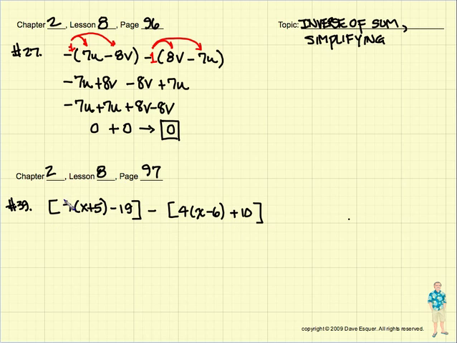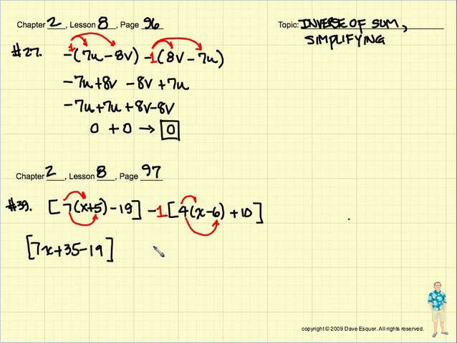Let's distribute again. We have 7 times x, we have 7 times 5, we have 4 times x, we have 4 times a -6. And in this instance, we have a -1 in front, so we're going to be flipping some signs of things inside. Let's go slow and we'll get it all worked out. So here we go with our first square brackets. We have 7x plus 35 minus 19.